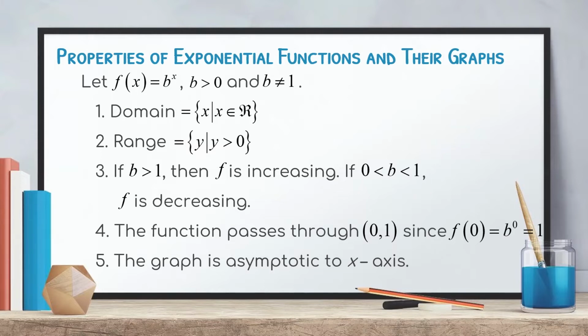Let f of x be equal to b raised to x, where b is greater than 0 and b is not equal to 1. Domain is the set of values of x, wherein x is an element of real numbers. Range is the set of values for y, where y is greater than 0. If b is greater than 1, then f is increasing. If b is greater than 0 but less than 1, then f is decreasing. The function passes through the point (0, 1), since f of 0 is equal to b raised to 0, which is equal to 1. The graph is asymptotic to the x-axis.